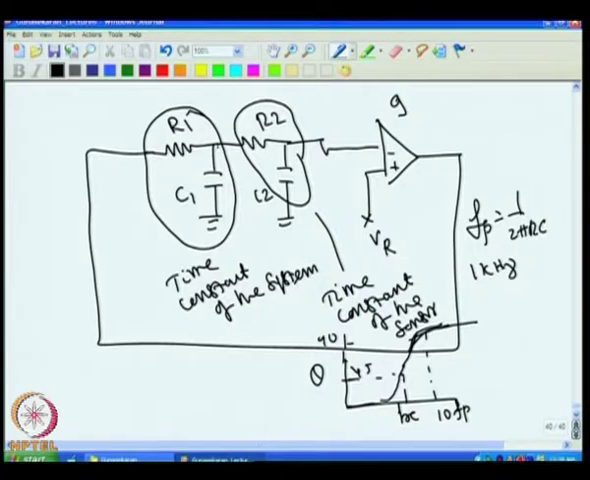We also know that at the pole frequency, the attenuation provided by the filter will be root 2 times, that is, if it is 1 volt you will get 0.7 volt at the pole frequency, and at 10 times the pole frequency, if it is 1 volt you will get only 0.1 volt, because the output amplitude is given by the relation involving the ratio of f by fp.